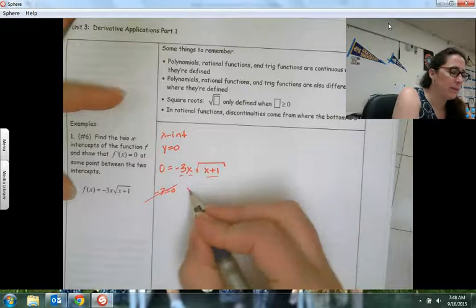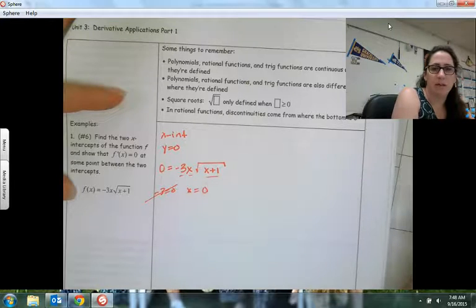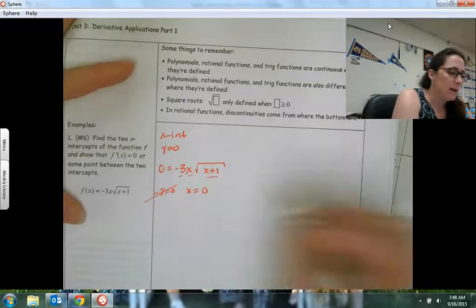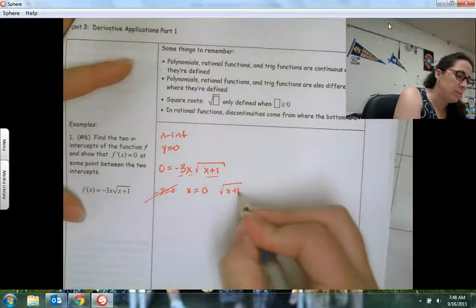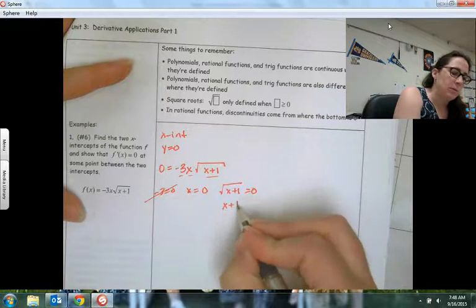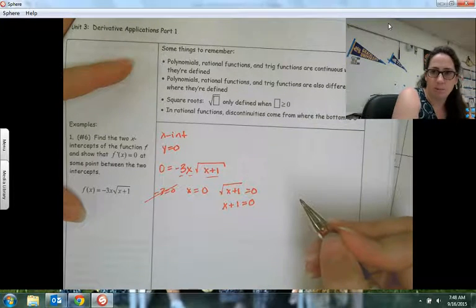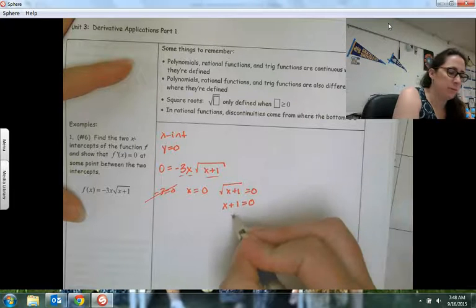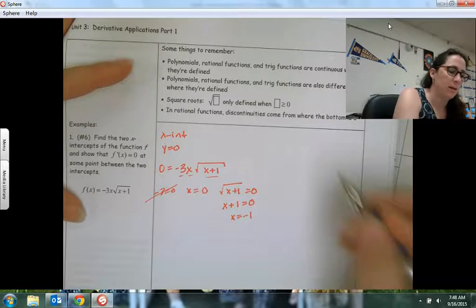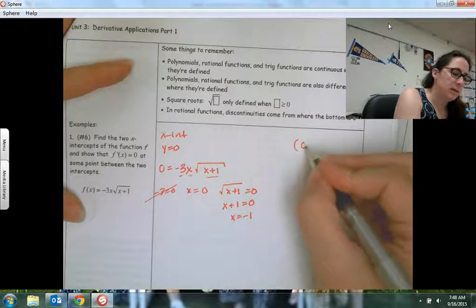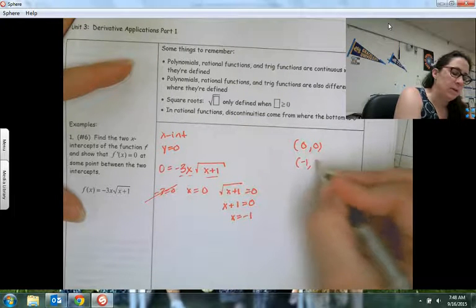So I'm going to take my next factor, x equals 0. Well, that was easy. And then I'm going to take my next factor, square root of x plus 1 equals 0. So x plus 1 would be 0, so x equals -1. So my two x-intercepts are at (0, 0) and at (-1, 0).